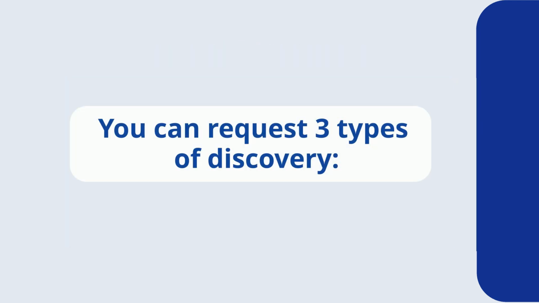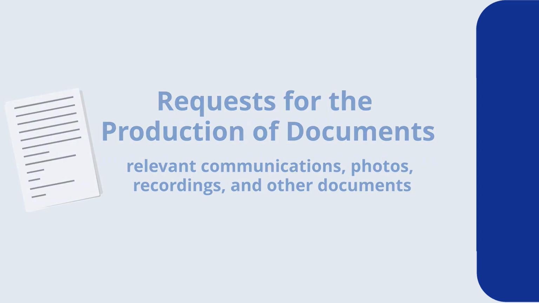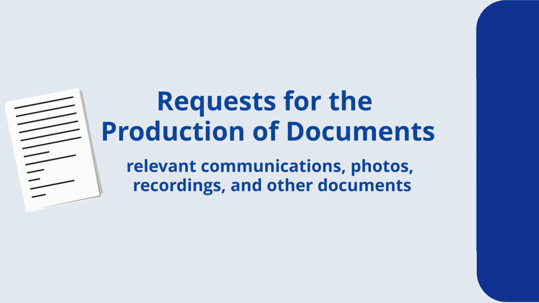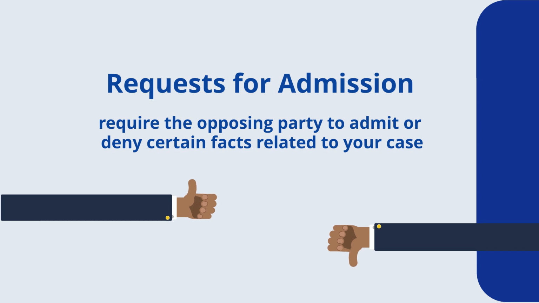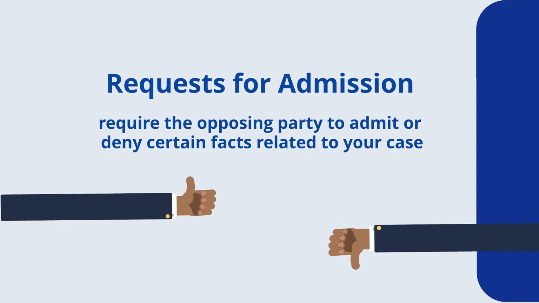The rules allow parties to issue 3 types of discovery requests to the opposing party. 1. Interrogatories, which are questions directed to the opposing party. 2. Requests for the production of documents, which allow you to seek relevant communications, photos, recordings, and other documents. And 3. Requests for admission, which require the opposing party to admit or deny certain facts related to your case.